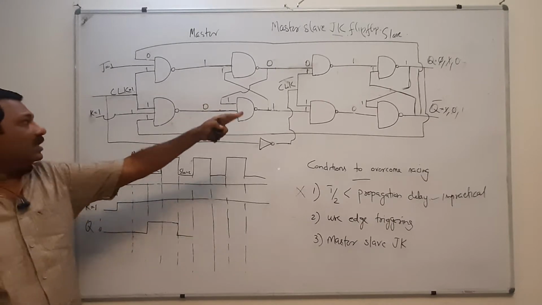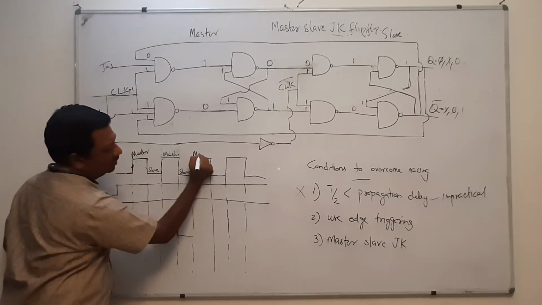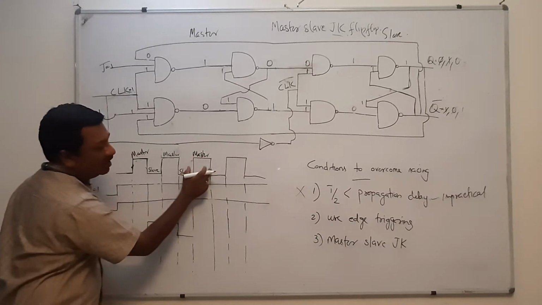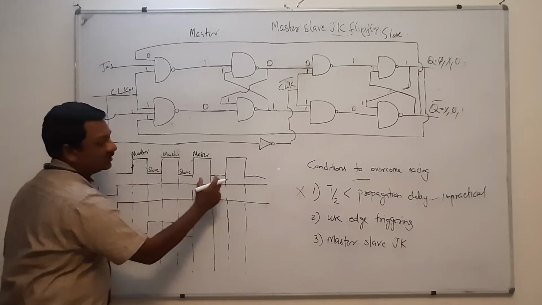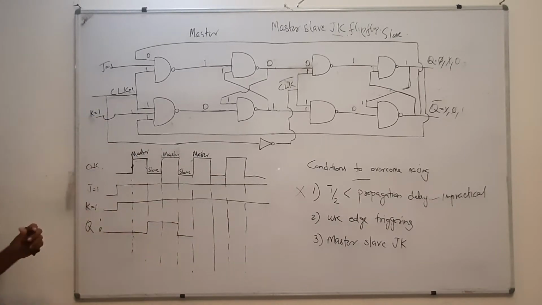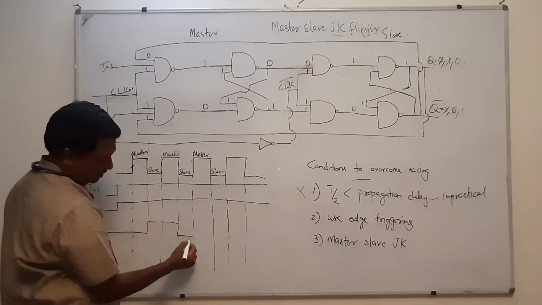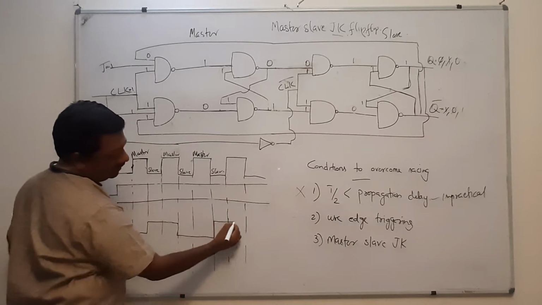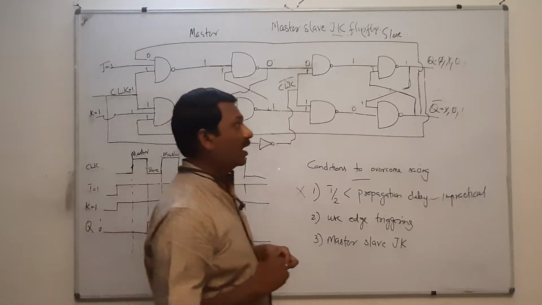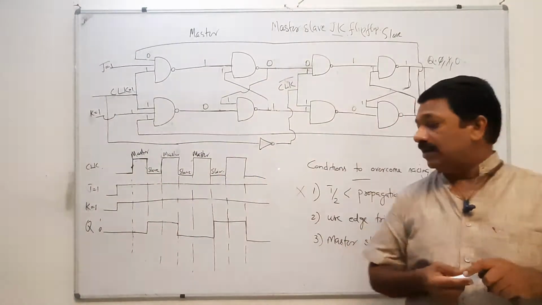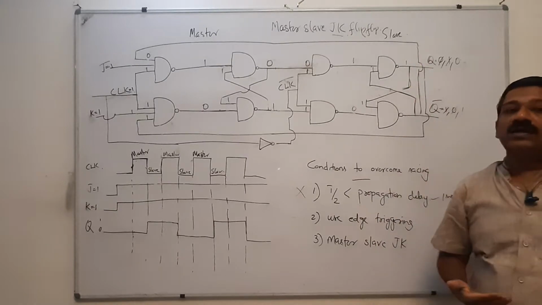Then that 0 is for the next master slot. This is master. The first half of the cycle is for the master, and for the next half it will be for the slave. Now the slave is operating, and like that we are having a graph like this. That means in this way we have eliminated, or overcome, this race condition.